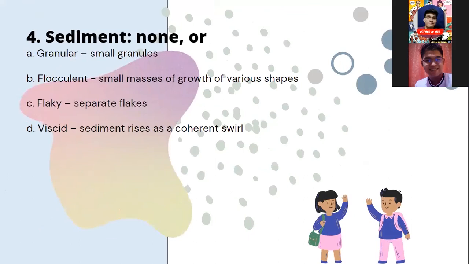For sediment: none, or agranular, small granules. The bacterial swarm near the bottom of the solution may contain compounds that restrict development of undesirable bacteria without hindering the growth of desirable species. B. Flocculent: small masses of growth of various shapes. Little visible masses of growth, a mass of bacteria at the bottom of a suspension. C. Flaky: separate flakes. Large flakes at the base. D. Viscid: sediment rises as a coherent swirl.